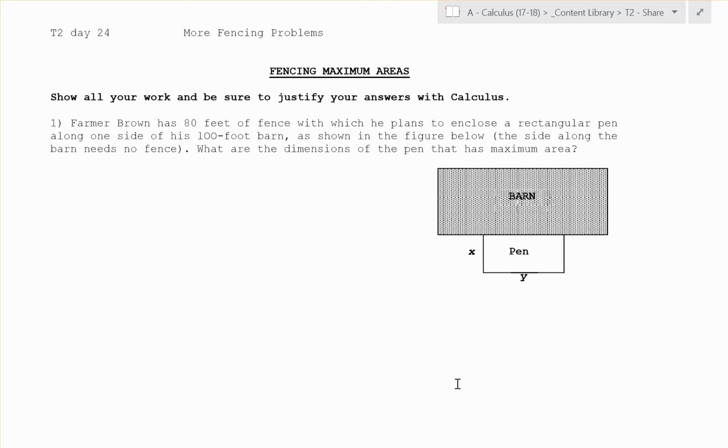T2, day 24 of calculus. We are going to continue our examination of maxes and mins from word problems. So we're back to making a pen on the side of a wall, but in this case it's a barn. And we have 80 feet total.